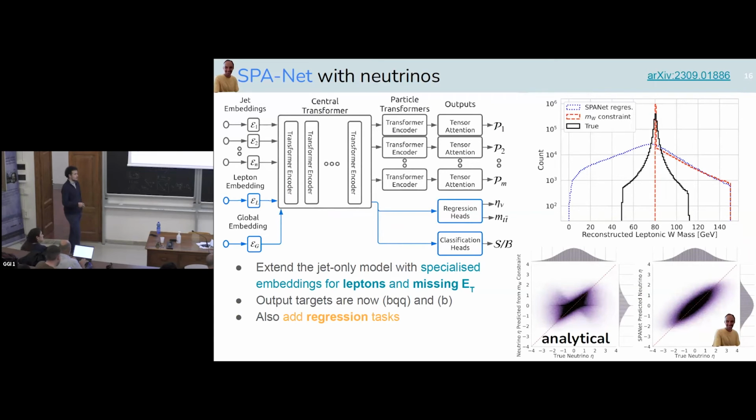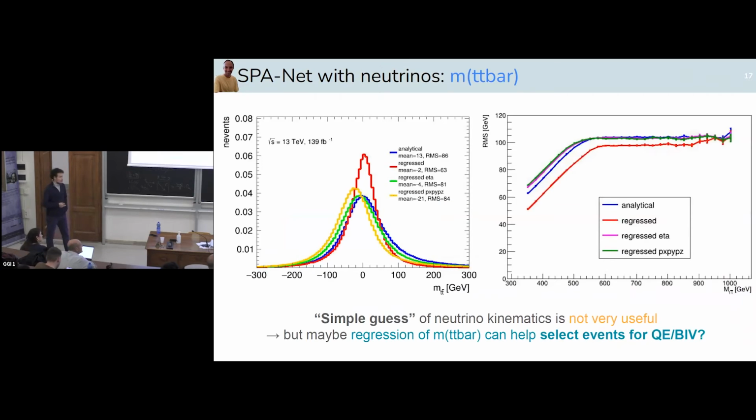And here you see the resolution that we get on our neutrino eta. So this is in the analytical solution. You have this sort of funky hourglass shape. This is because you have additional assumptions in your analytical solution. In SPANET, you have a much more well-behaved regression of your neutrino eta. So then the question is, is regressing the neutrino eta enough to help you with your MTT bar? And it looks like it is, right?